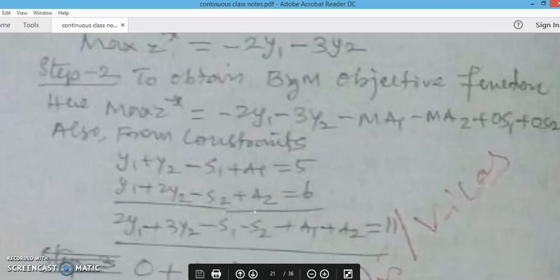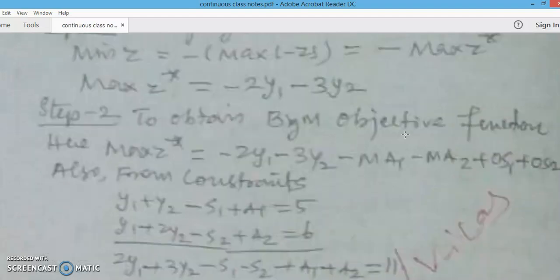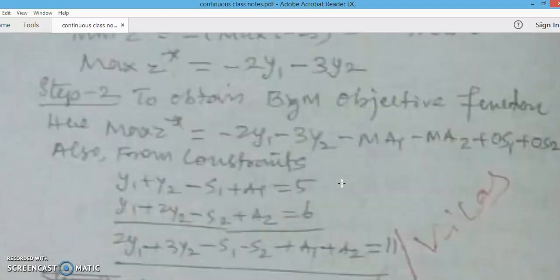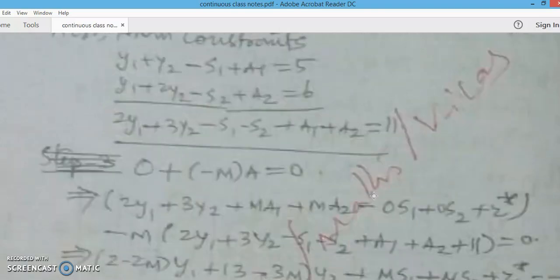Artificial variable we are adding, now equals 6. Now where y1, y2, s1, s2, a1, a2 all are greater than or equal to 0. Now we have to add these. Okay, you will get 2y1 plus 3y2 minus s1 minus s2 plus a1 plus a2 is equal to 11.